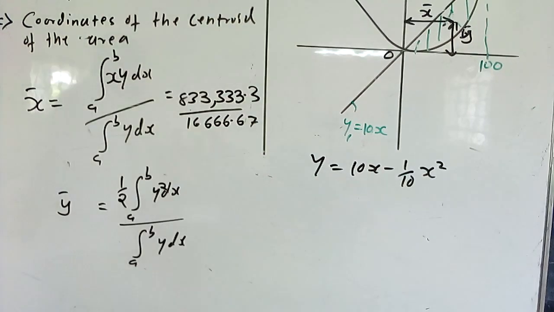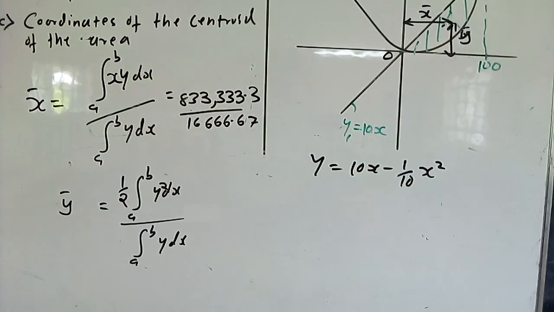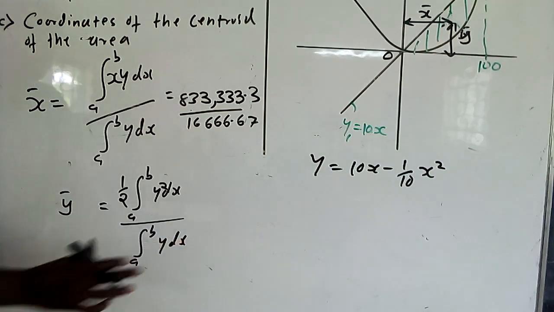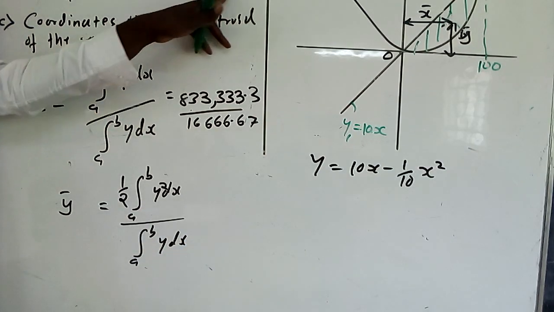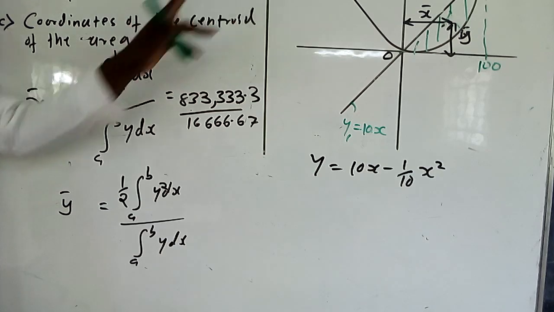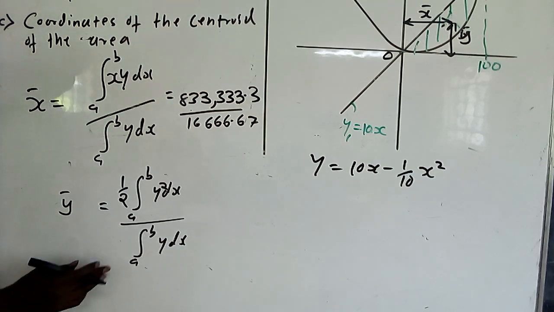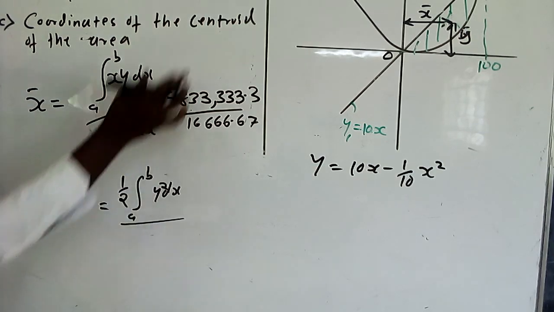So what do we get? This integral in the denominator region is the area. We already found it. Are you seeing that? Yes. We already found this to be. What did we find this to be?